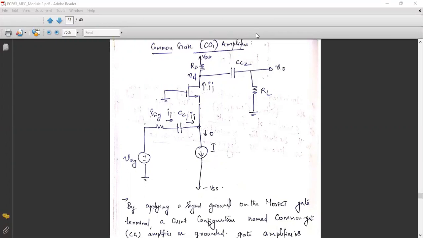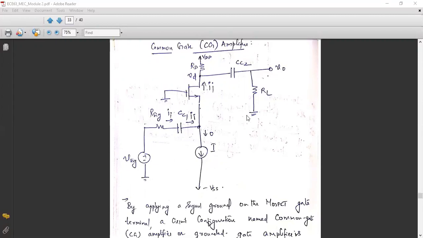As you can see in this particular slide, this is the circuit diagram of the common gate amplifier. Here this is a MOSFET whose gate is grounded, and this gate is common to both input and output side. Output is taken from the drain and input is given to the source. The input is VSIG, which is to be amplified. This AC signal is given through a resistor and capacitor to the source terminal, and you have taken the output V0 from the drain across the load resistance.